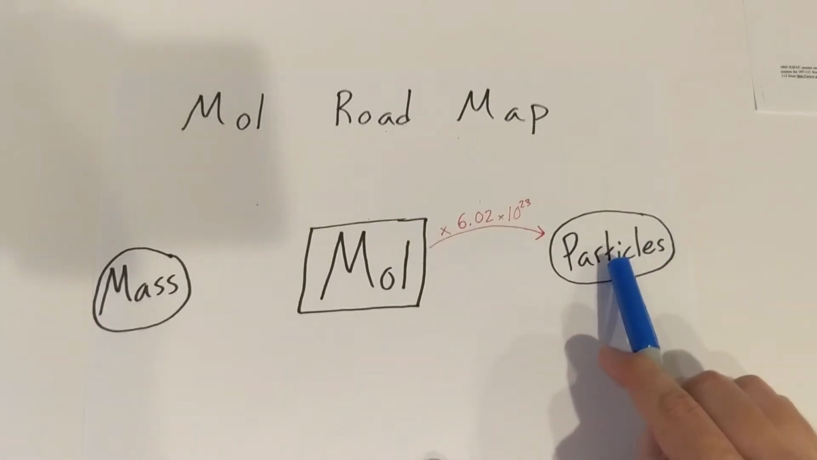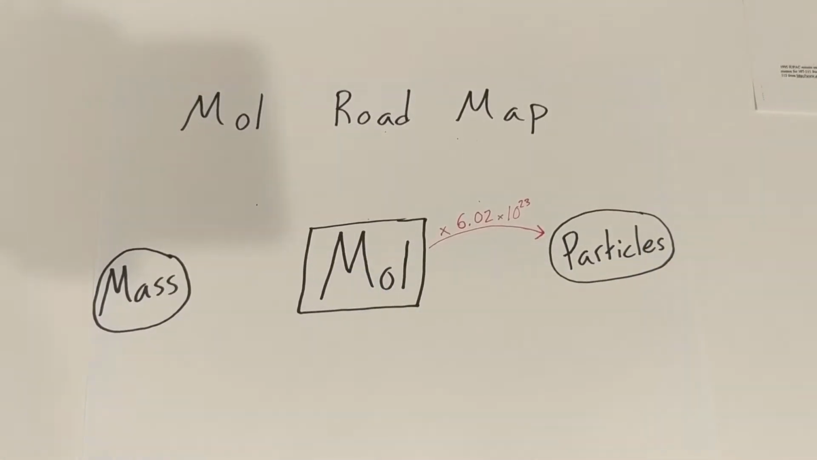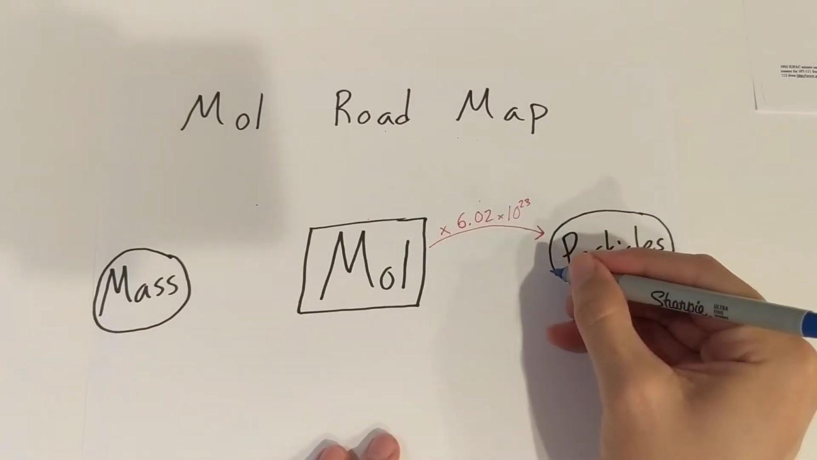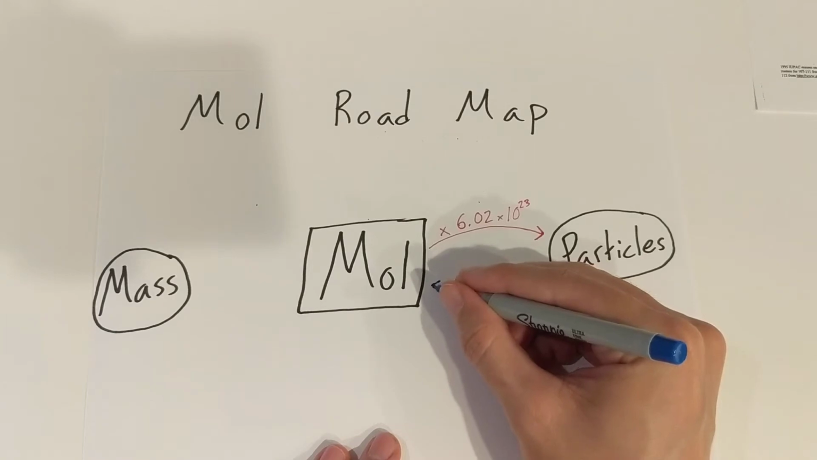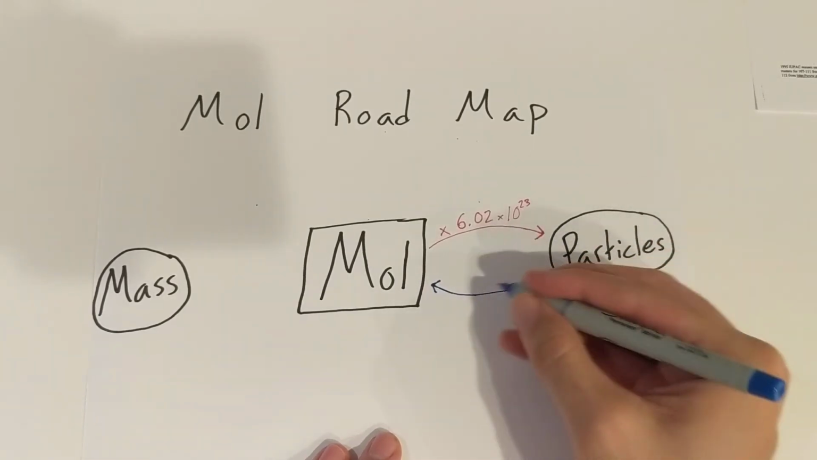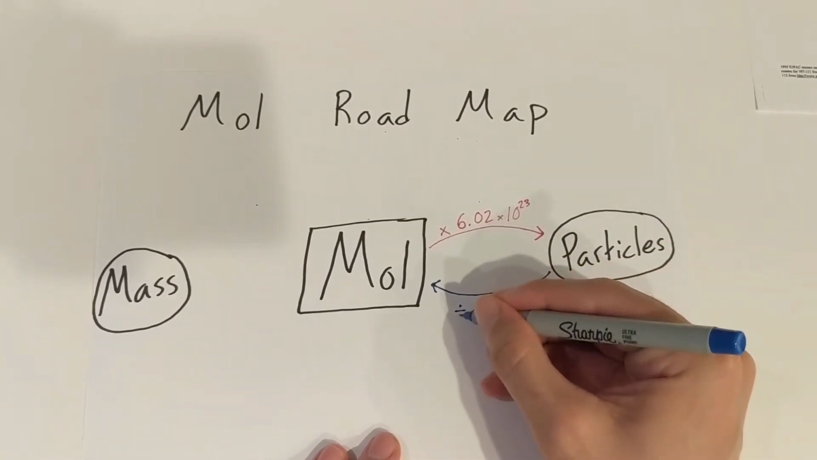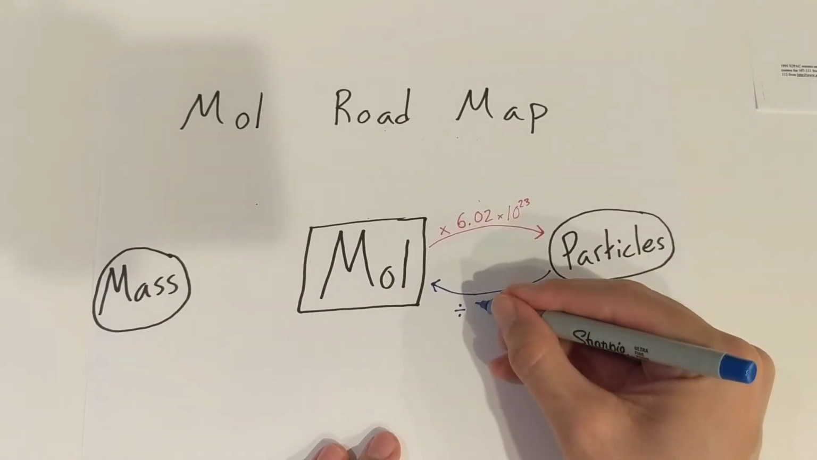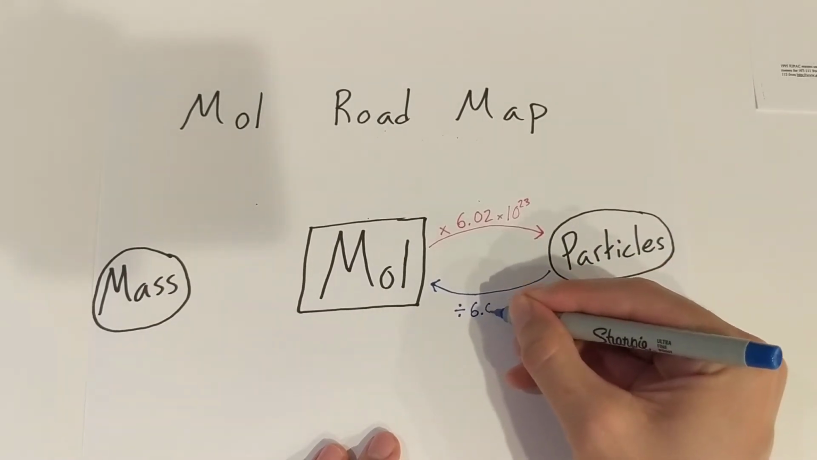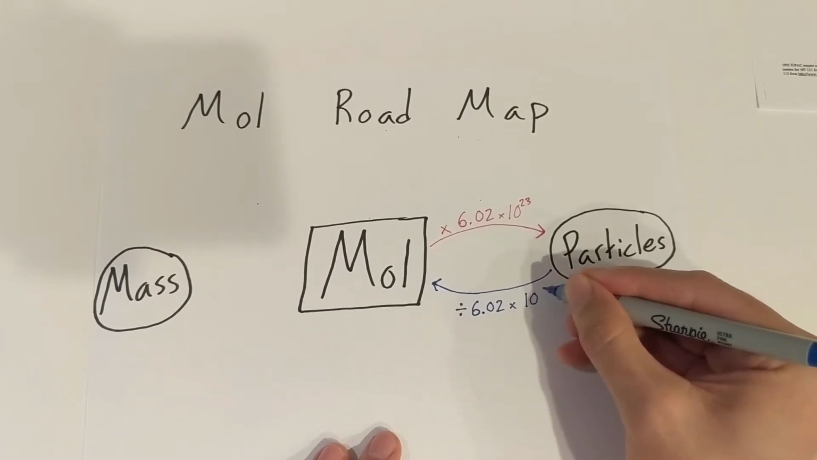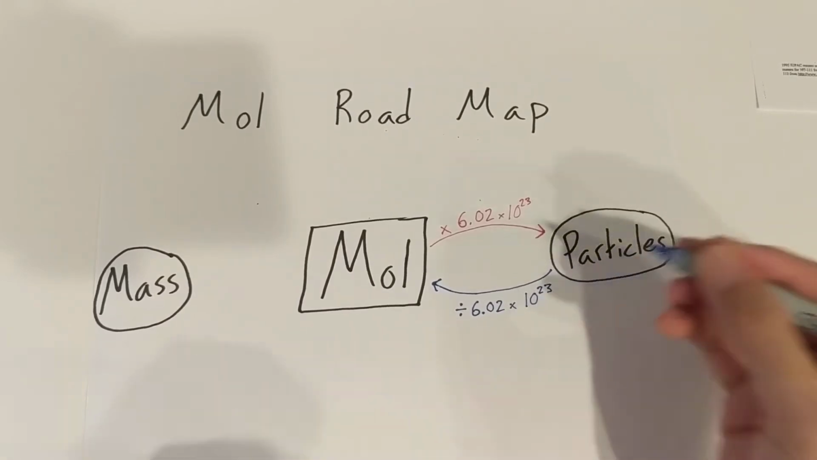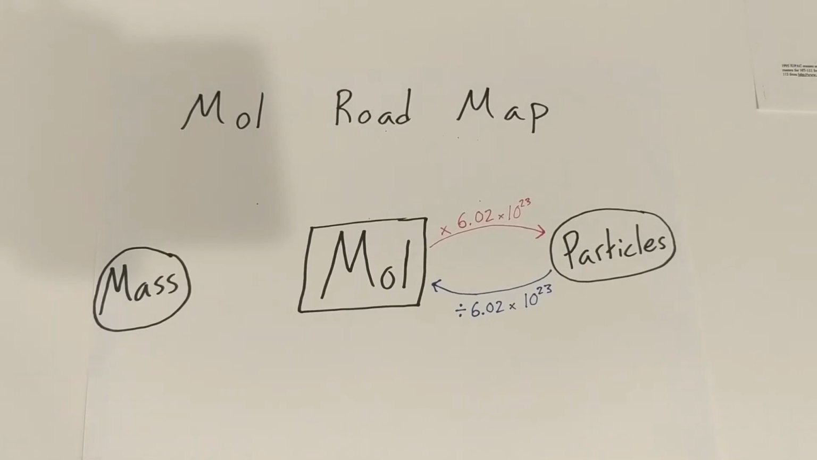If we're starting with particles and we want to get to moles, we've got to do the exact opposite. So we will need to divide by 6.02 times 10 to the 23rd. So let's see what this looks like in action.